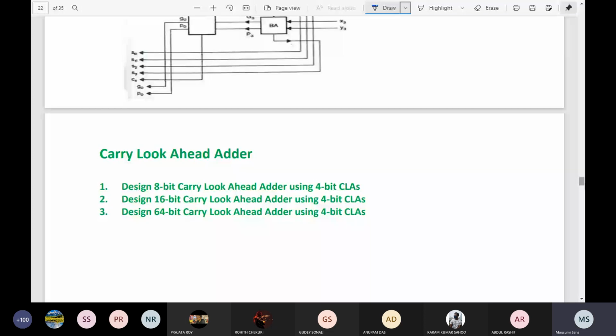Okay, so another way you can design. You can try to use the author Hayes, a very nice structure. The first design I have told with the help of the ripple carry adder, but you can design another way. That is a carry look ahead adder circuit you can use.